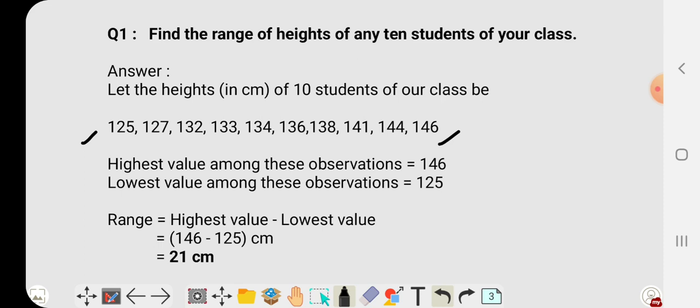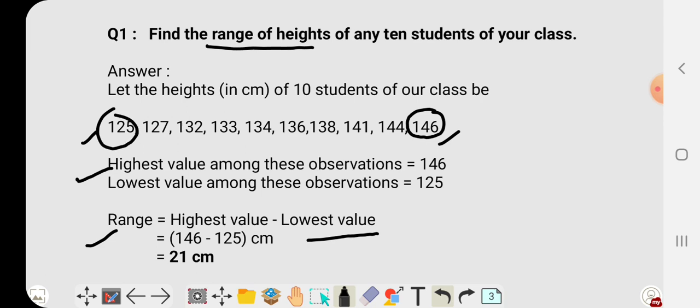What we have to find? Range of heights. How do we find range? To find range, we need the highest value and the lowest value, and by subtracting the lowest value from the highest one, we get the range. Therefore, the highest value among these observations, if you see all the heights, is this one, the greatest. And the lowest value is 125.